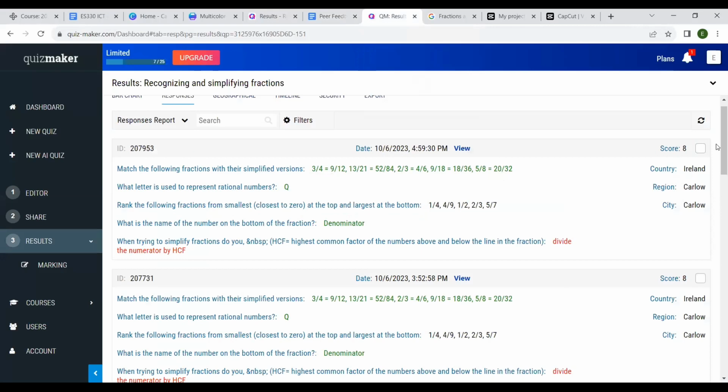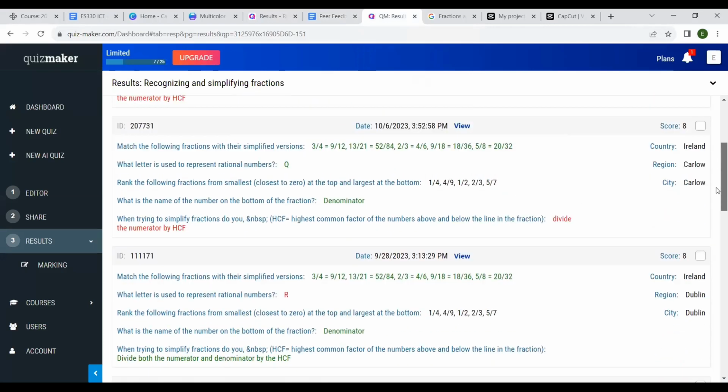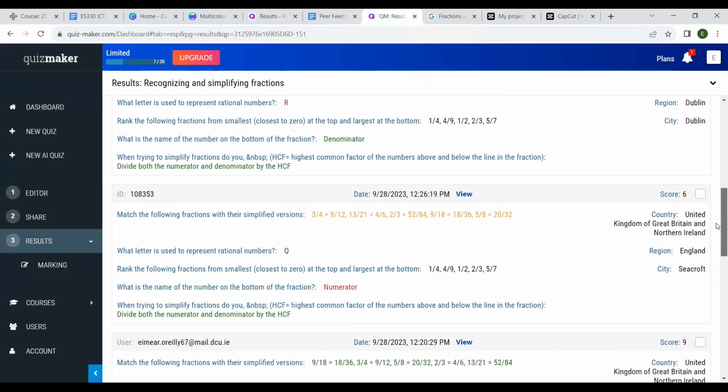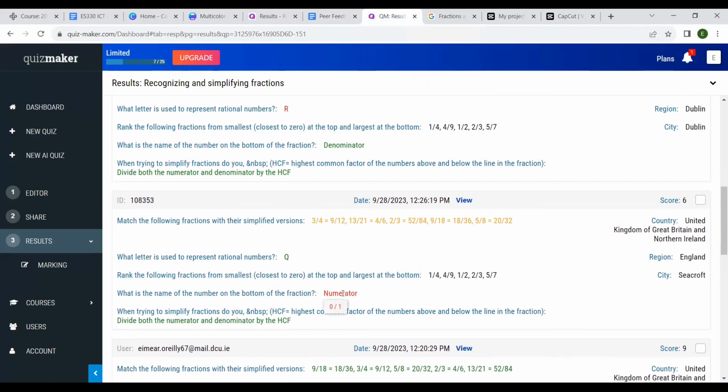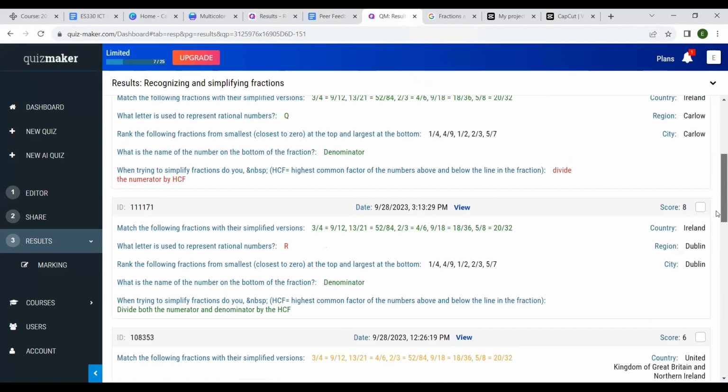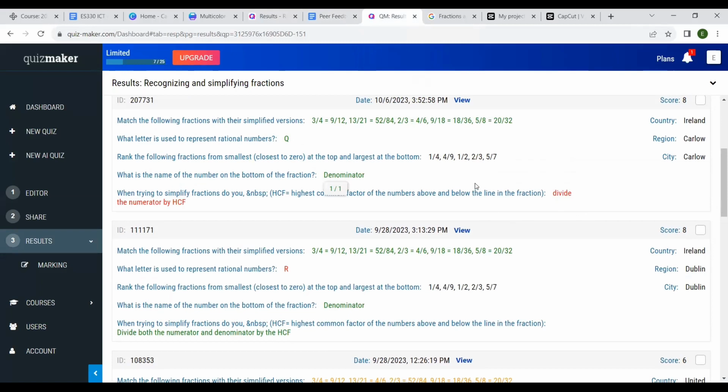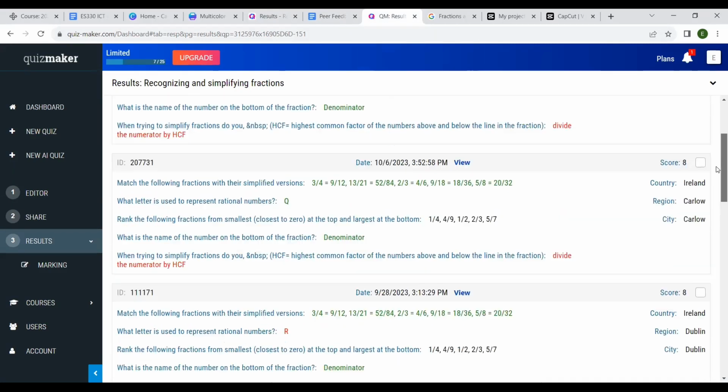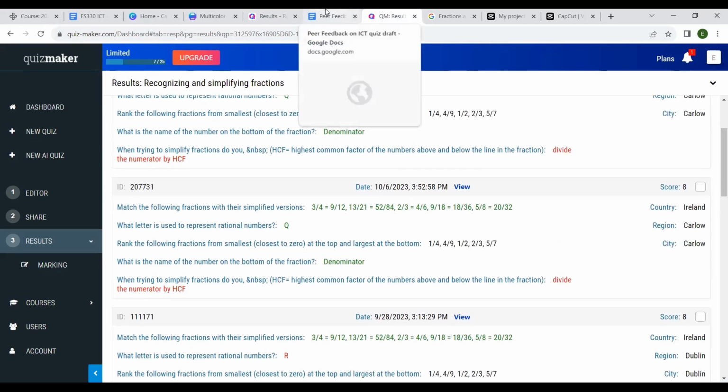See here, I can see the results of everyone taking the quiz. The numerator question caused a problem. The last one, divide by the highest common factor of both the numerator and the denominator, seemed to cause a problem as well for a few people. So this would really highlight areas of concern for the teacher, or something maybe the teacher should go over again, and allow students to look back on their own work. So that one was sorted.